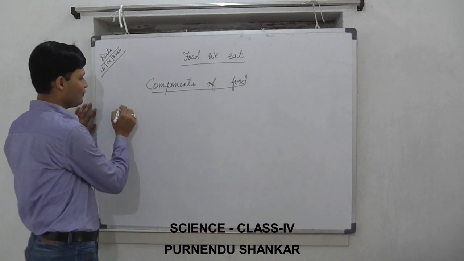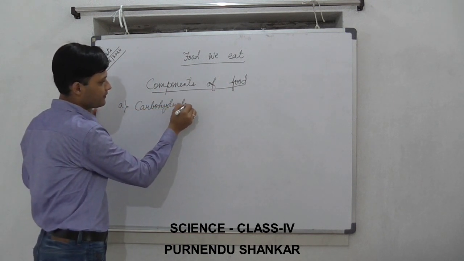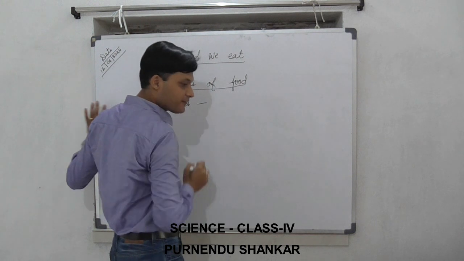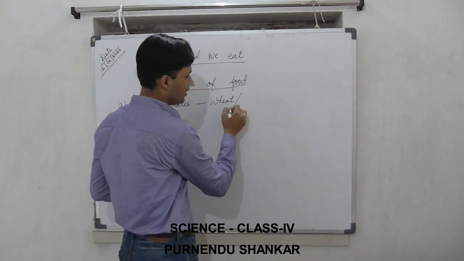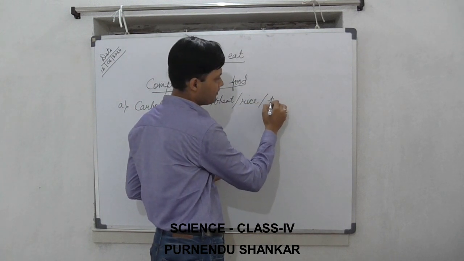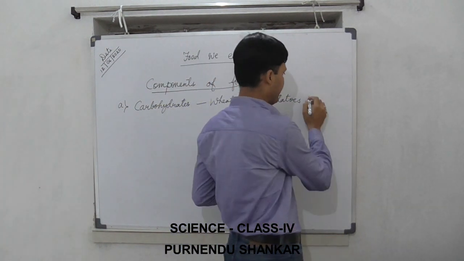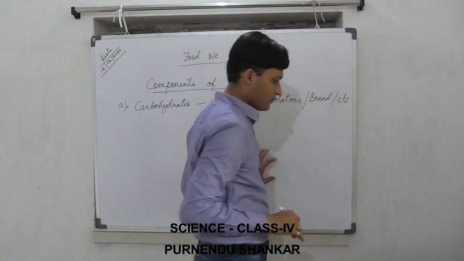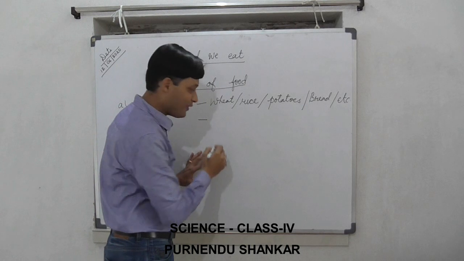As we have seen, the first one is carbohydrate. Sources of carbohydrates are foods such as wheat, rice, potatoes, bread, etc. These are the sources. The function is to provide energy.